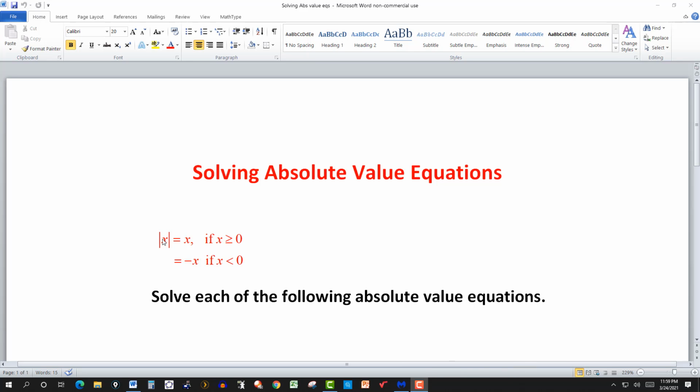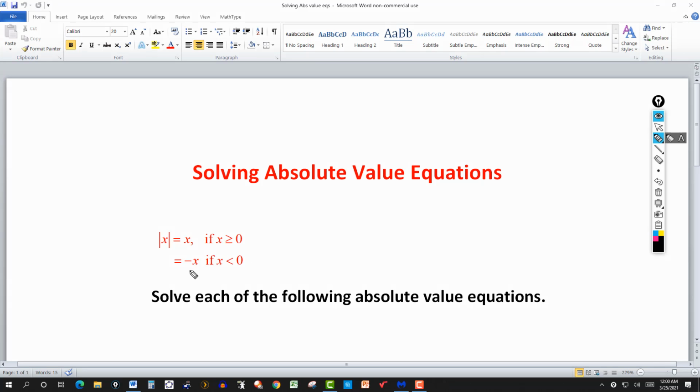So here's the definition. The absolute value of a quantity x is equal to x if x is greater than or equal to 0, and it's equal to minus x if x is less than 0. This is really suggesting that if you compute the absolute value of any number or expression, that value will always be either positive or 0, but never negative.